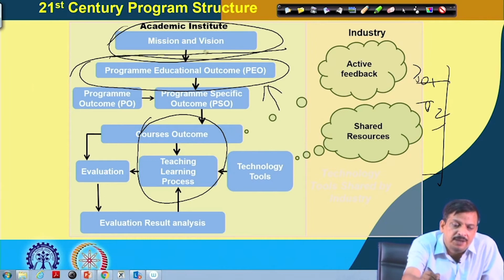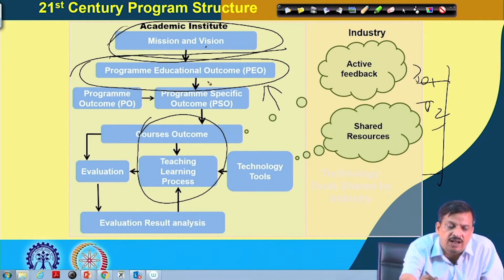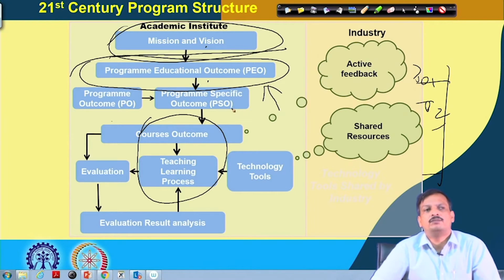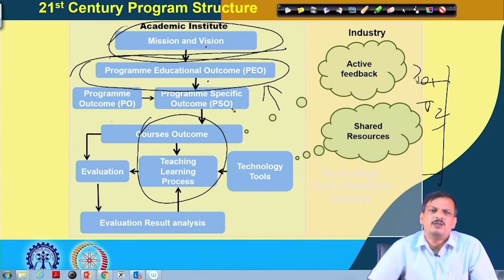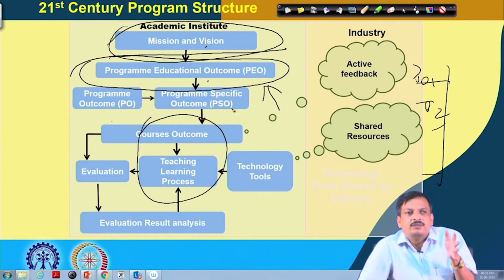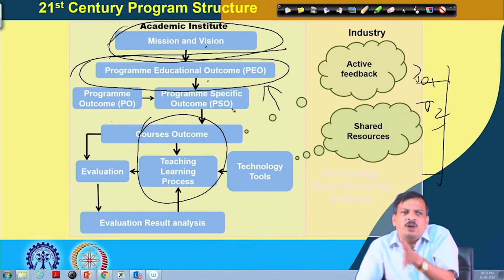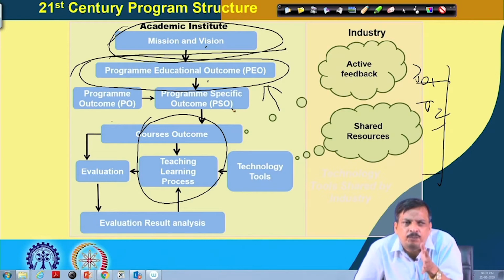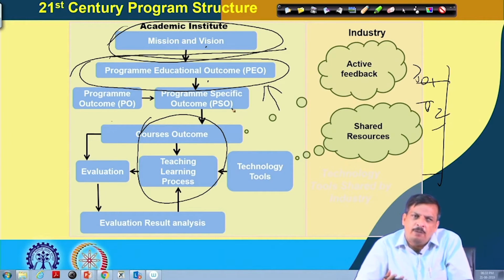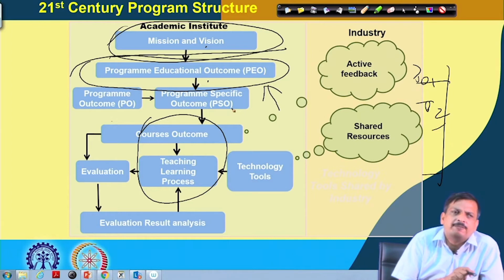So, if you see mission vision statement, program educational outcome, PO, and what is program specific outcome? What is that program specific outcome? All 12 POs are general skills. If they are taken for computer science, then it is the computer science PO. So, design ability in computer science, testing ability. I cannot ask a civil engineer to design a push pull amplifier.